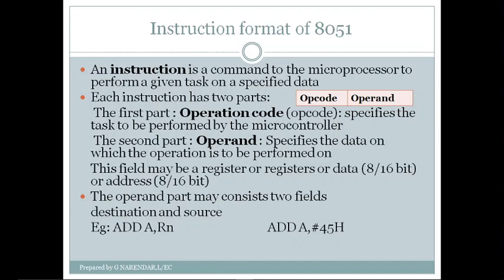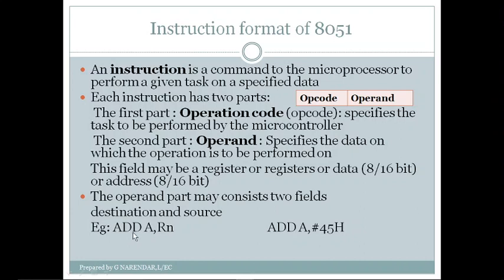So we'll look at one example and see how the instruction format will be like. The operand part may consist of two fields. One is called source, another is called destination. So what are all these? We can clearly understand if we take an example instruction, and we'll see where is the opcode part and where is the operand part for that instruction.